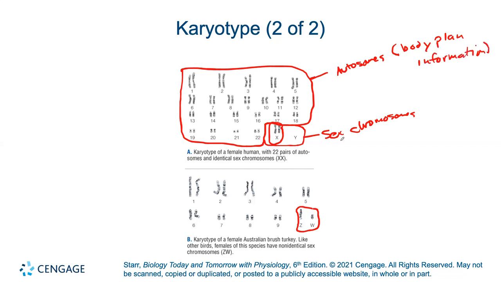Okay. The sex chromosomes determine gender, all right, and some body plan information on the X chromosome.